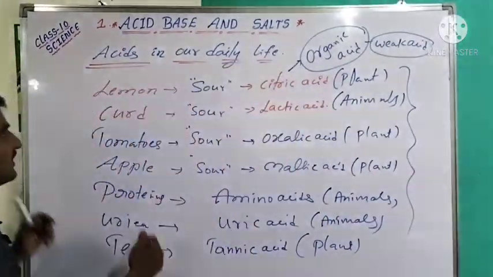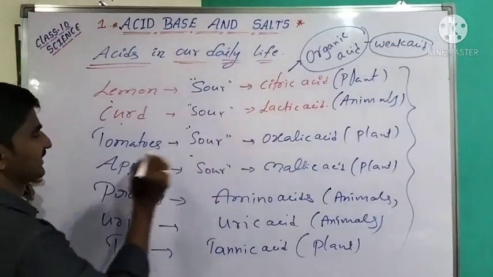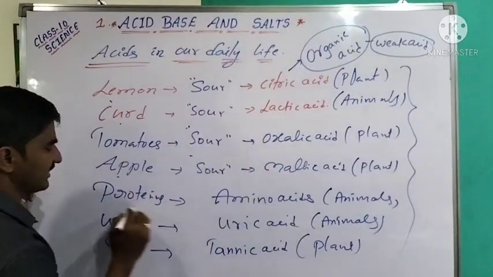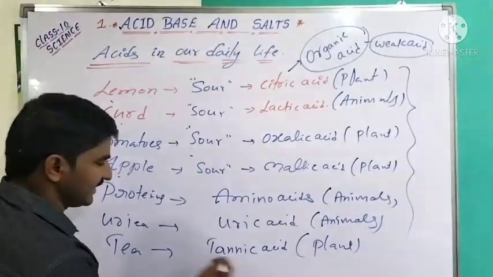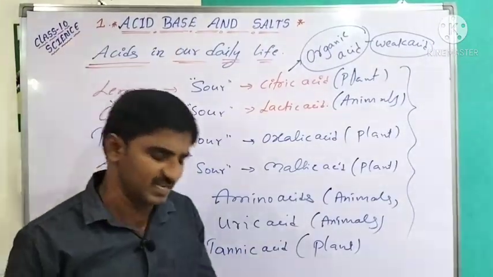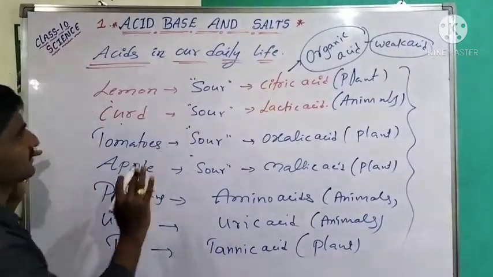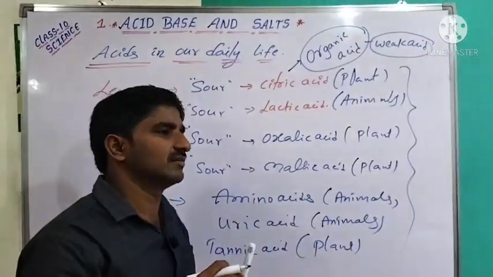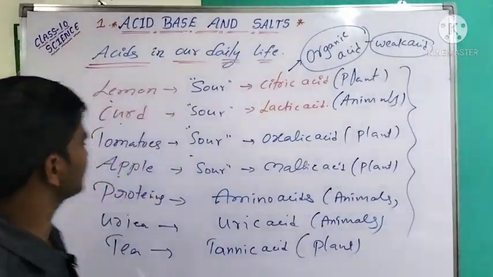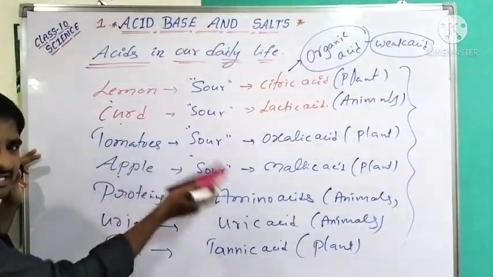These are the acids: lemon, citric acid; curd, lactic acid; tomato, oxalic acid; apples, malic acid; proteins, which means amino acids; urine, uric acid; tea, tannic acid. So many acids are there in daily life. Some acids in our daily life are mineral acids. What are mineral acids?